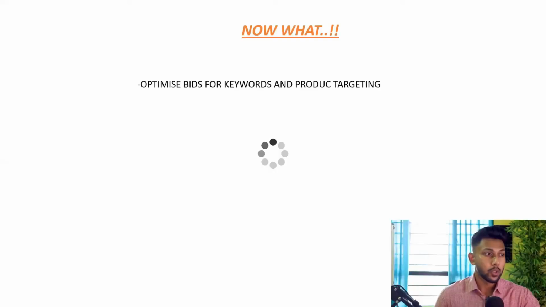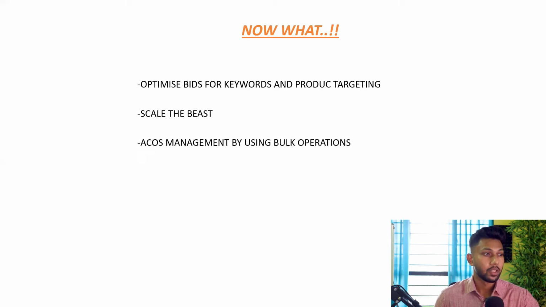So we have learned a lot so far. Now we are going to go deep into the rest of the stuff that is the most important. We are going to optimize bids for keywords and product targeting campaigns. We are going to scale the bids. That means we are going to scale all those profitable campaigns and profitable search terms. Now, ACOS management using bulk operation, we are going to do this.